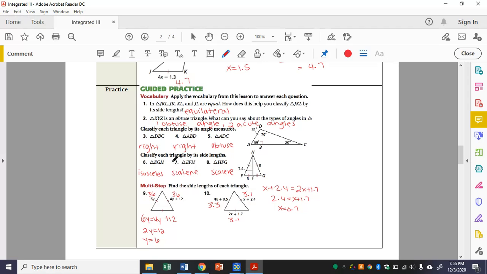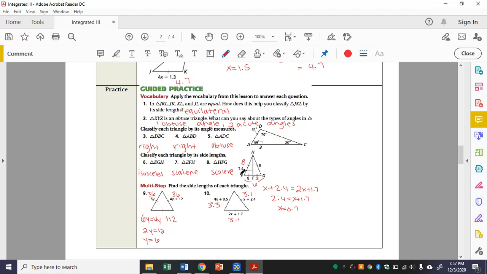On number 6, we're looking at triangle EGH, which is this entire triangle here. We see that this has a tick mark with an 8 here, which means this outside side length over here to the left is also 8. And then we have these double tick marks, meaning that this side length is also 3. So the entire bottom side length would be 6. So I have a triangle that has the side lengths of 8, 8, and 6. 2 are the same, so that means we have an isosceles triangle.